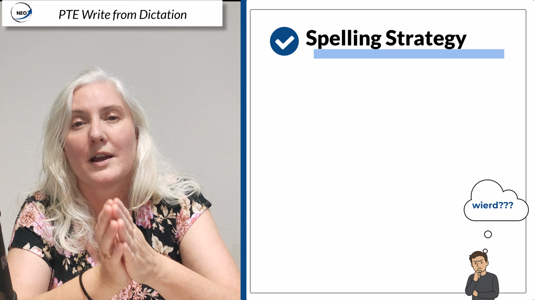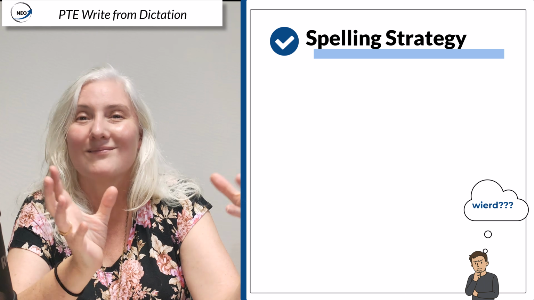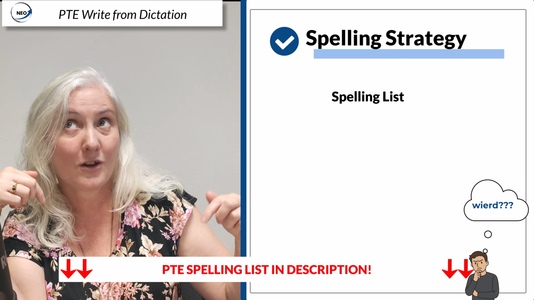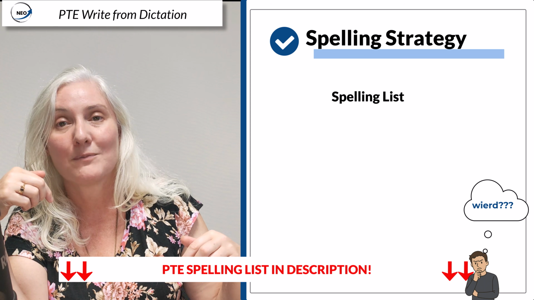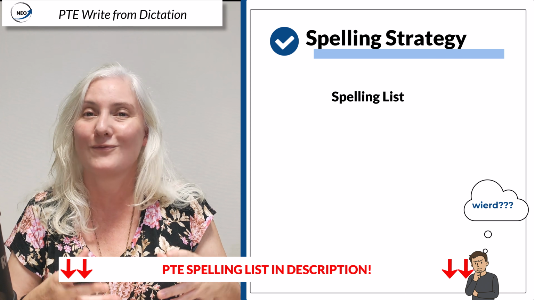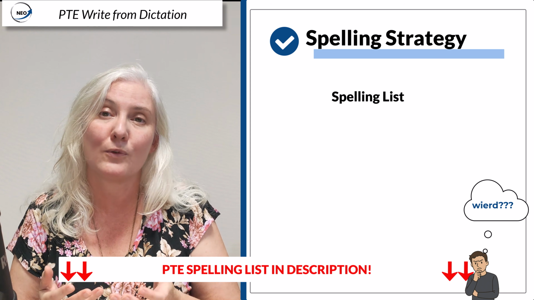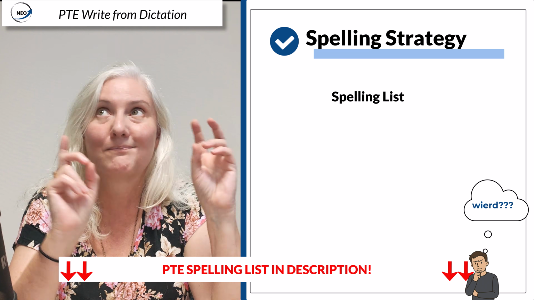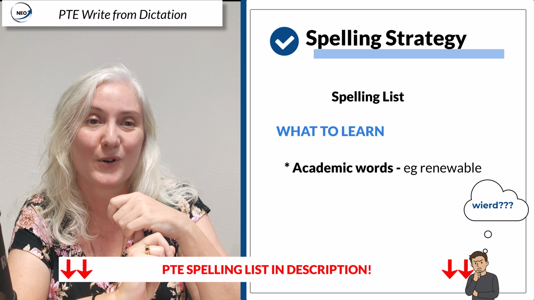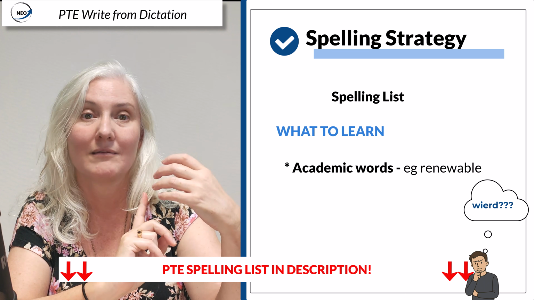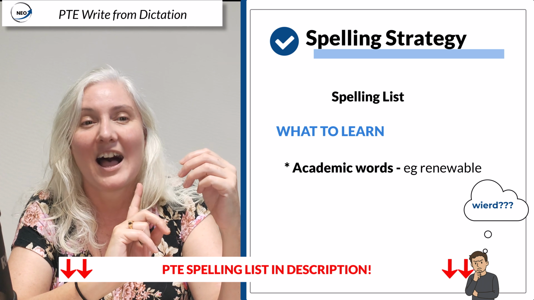So what I would recommend you do is get a list going, okay? And if you actually look in the comment box below, I am going to post a link to a collection of spelling words that are very important for you in the PTE. So these will include things like PTE's favorite sort of words, which are academic things like renewable, okay, government.